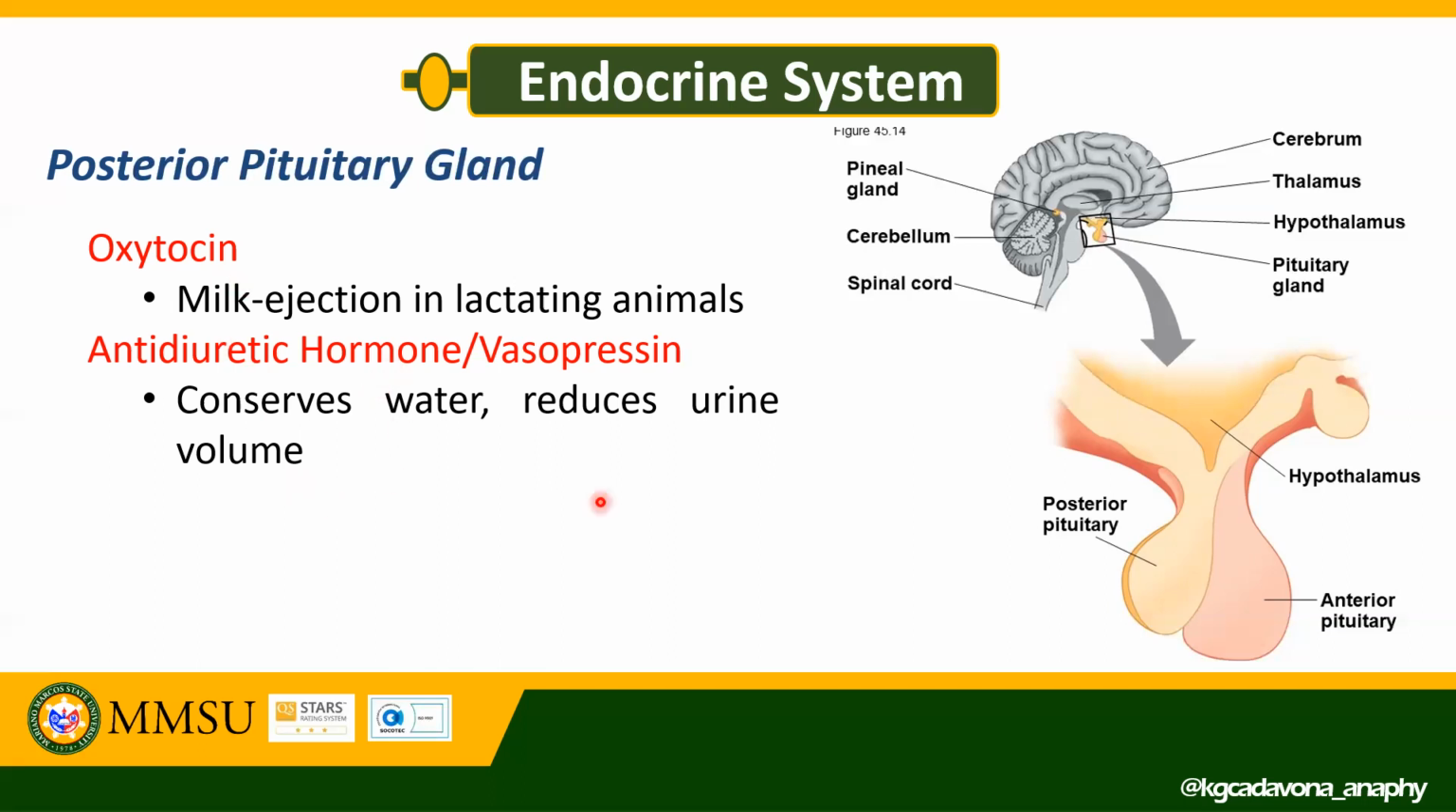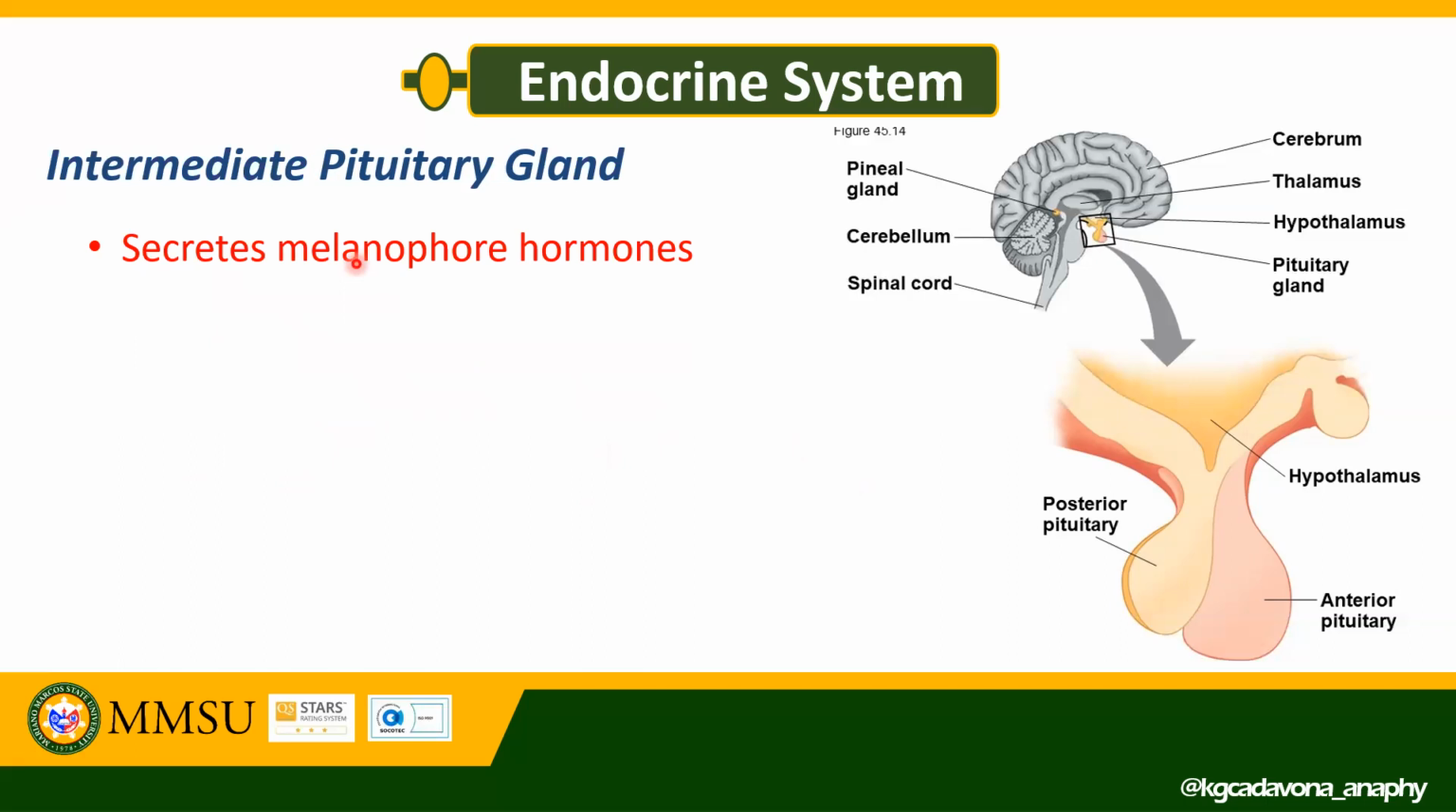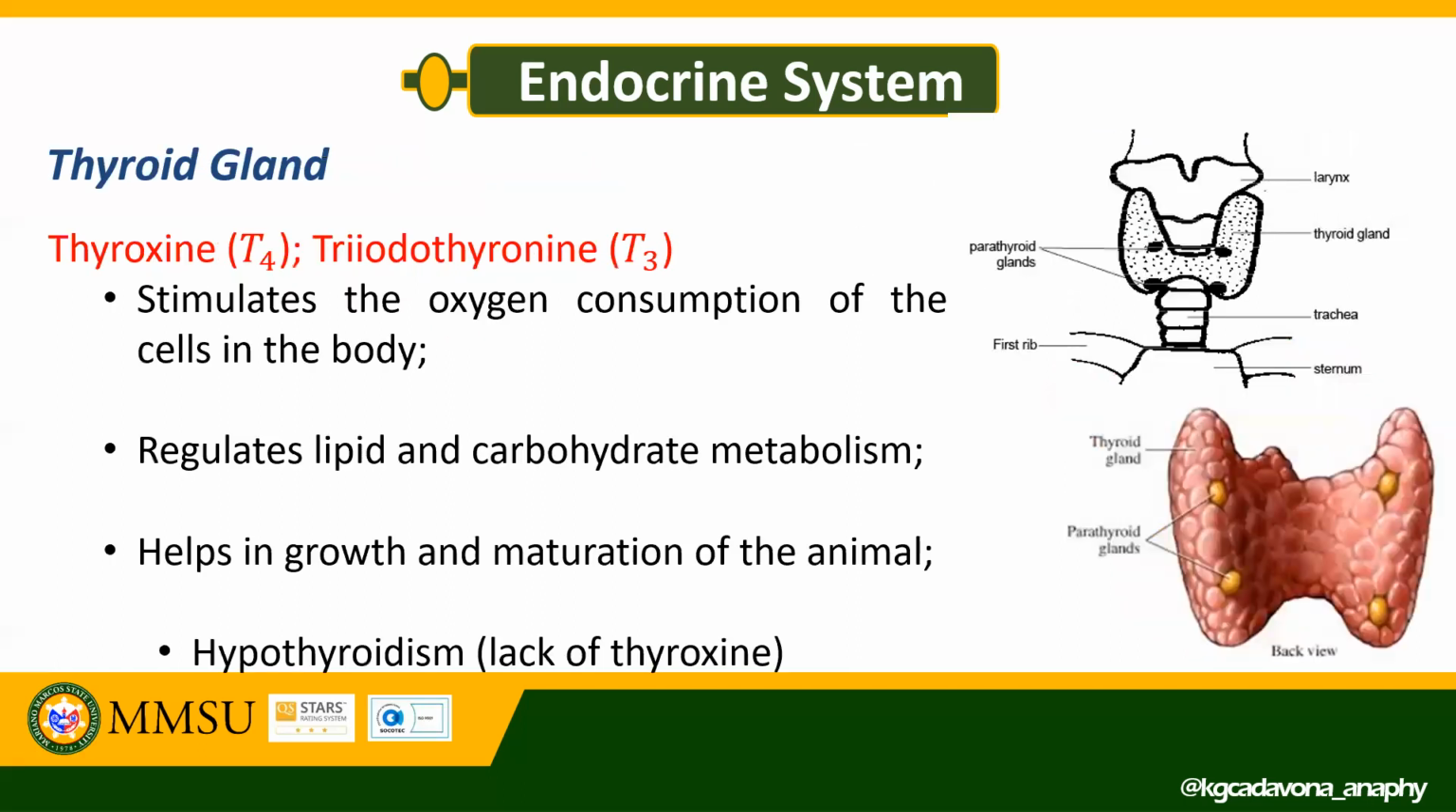Now for the ADH or the vasopressin, ang ginagawa naman nito is it controls water retention sa kidneys and it reduces the excretion of urine as well as it raises blood pressure. Now for the third lobe of the pituitary gland, which is the intermediate lobe, this basically functions in stimulating melanophore hormones. So ano itong mga hormones na to? So these are responsible doon sa coloring pigment ng skin ng katawan ng animals natin. So pag sa tao, pag mataas ang secretion nito, magiging darker ang kulay ng skin niya. So that is for the pituitary gland.